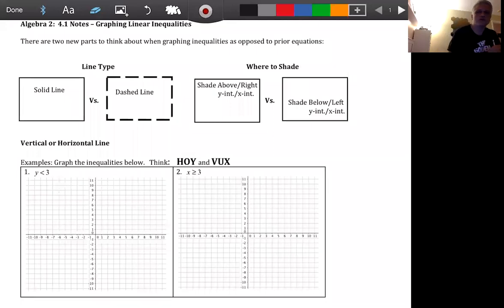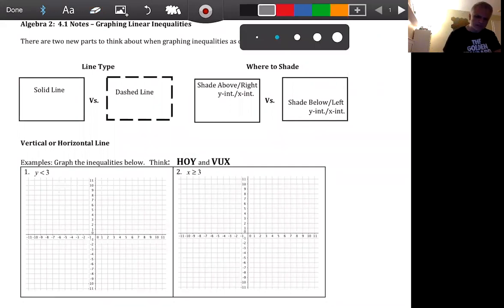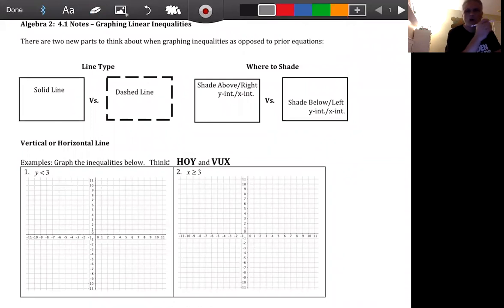Algebra 2, Unit 4, Day 1 notes. We're going to look at graphing linear inequalities as opposed to graphing linear equations. It starts right off saying that there are two new parts to think about because these are inequalities. Inequalities means that we're using these inequality symbols, either greater than, less than, greater than or equal to, or less than or equal to, instead of the equal sign.